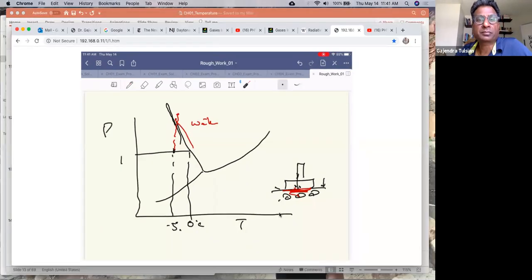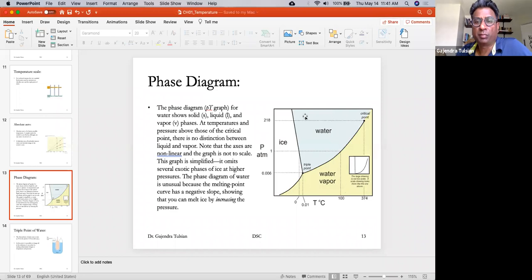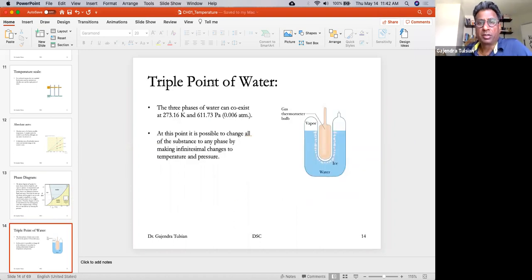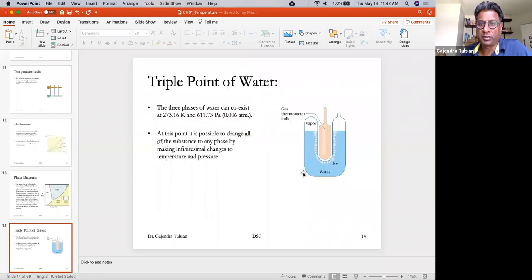Anyway, phase diagrams are extremely important, and you can find all kinds of phase diagrams for all materials, and material scientists study these phase diagrams and so on. So the triple point of water, you saw this was the triple point of water, is the temperature and pressure where all three phases of water coexist.